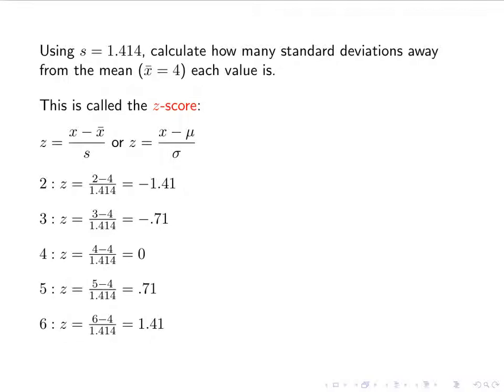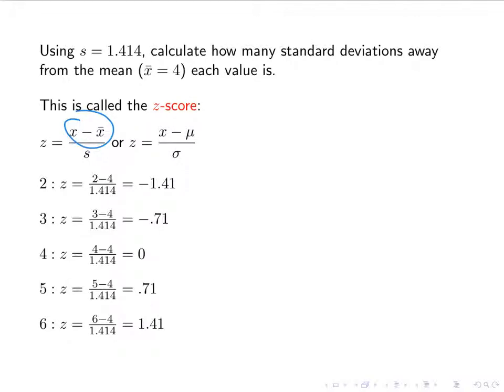So notice that my 5 and my 3 have the same value, just one is negative and one is positive, and that's because they're both the same distance from the mean, but in opposite directions. So if I'm looking at x minus x bar, if my x value is bigger than x bar, then my z-score is going to be positive, and if my x value is smaller than the mean, my z-score will be negative.